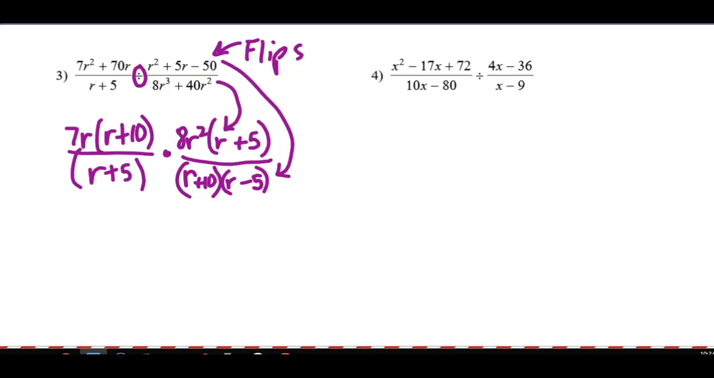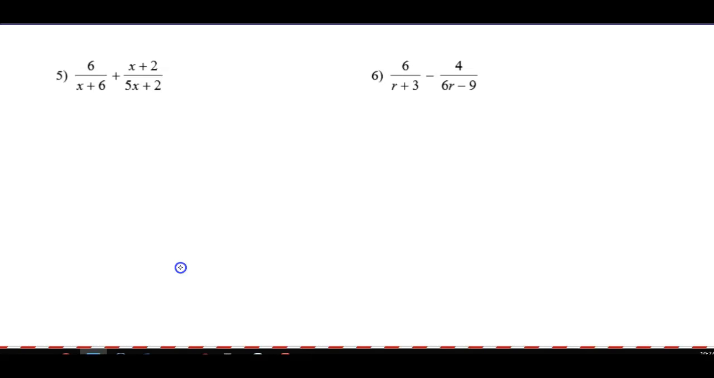Now, because this is multiplication now, it's just one giant multiplication. Anything on top with anything on the bottom divides out and reduces. All right, I have a 7r times an 8r squared, which is a 56r cubed. In the denominator, I have an r minus 5 left. That's it, and you don't really need those parentheses. All right, so multiplying and dividing, easy peasy.